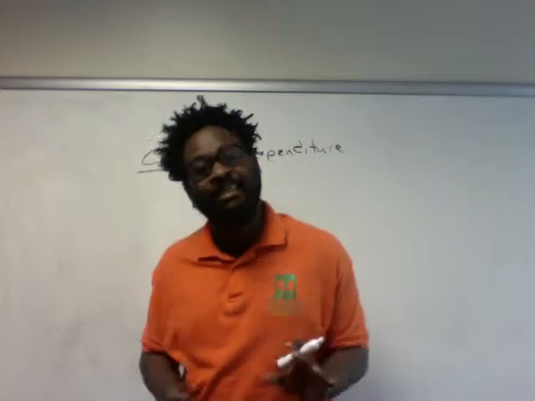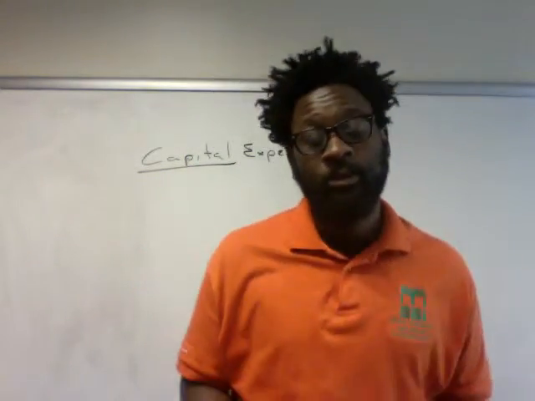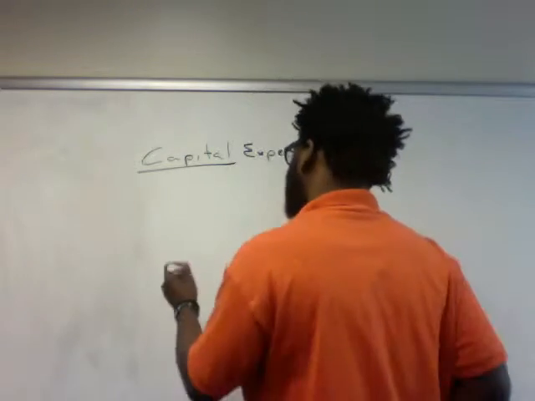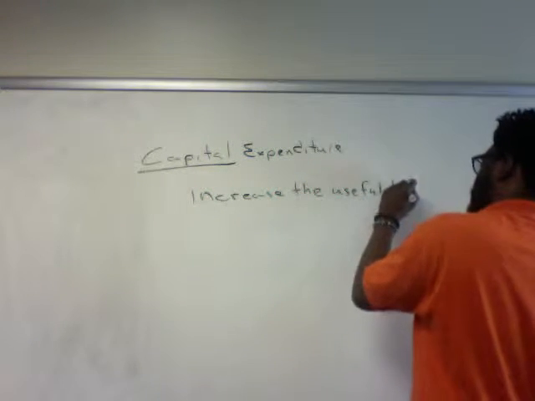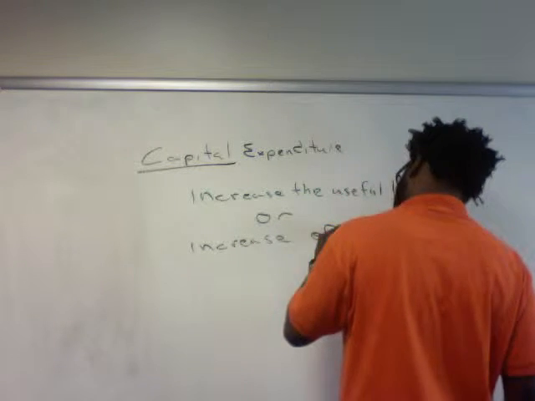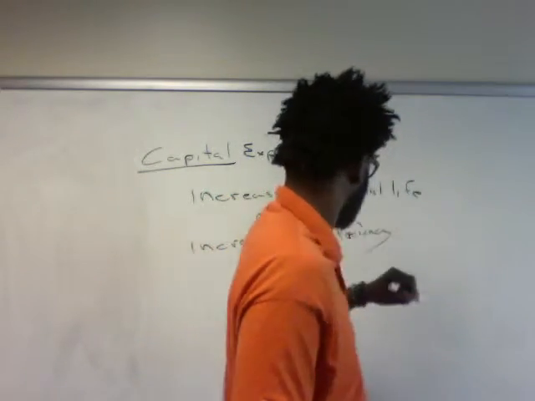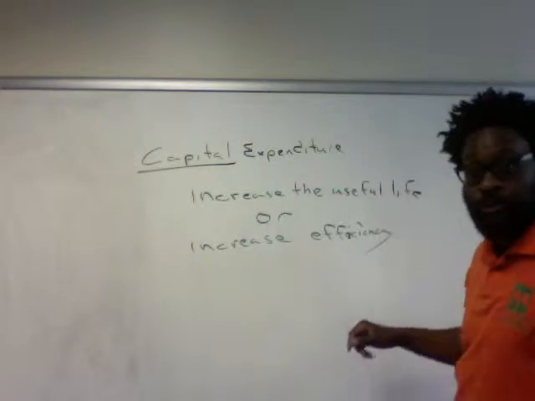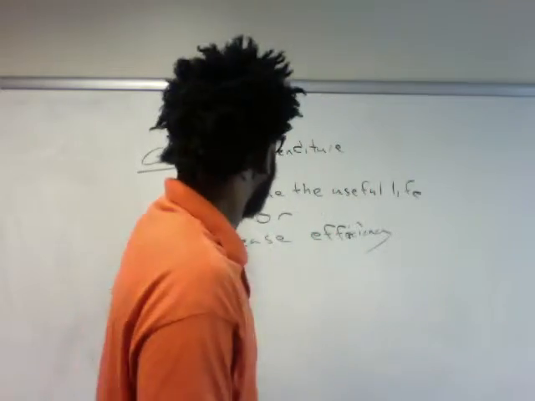So it's almost the same idea, but a capital expenditure occurs after the asset is already in its intended purpose or intended use. By definition, in order to meet the criteria of becoming a capital expenditure, it has to do one of two things. It has to increase the useful life of the asset, or increase the efficiency of the asset. It has to meet one of those two things. If it does one of those two things, then it's considered to be a capital expenditure.